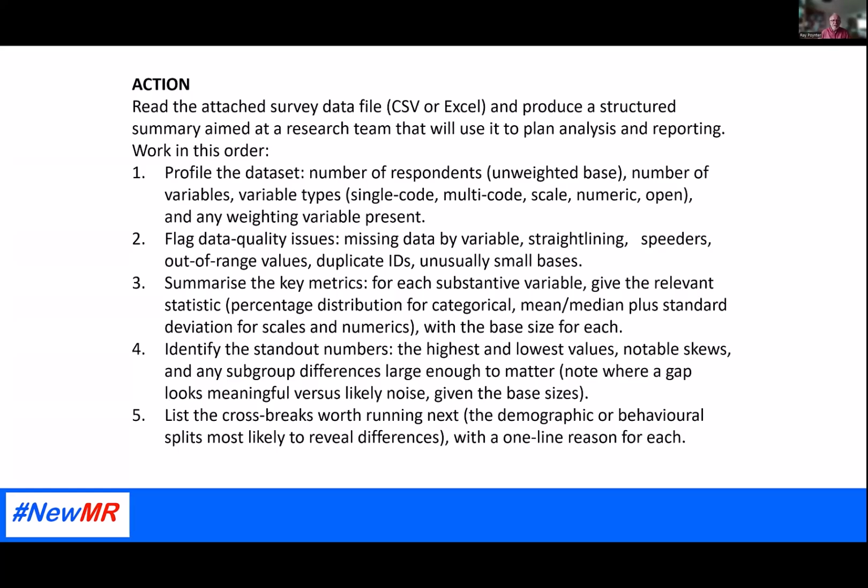If we look at the actions now, it says you're going to read the attached survey file, produce a structured summary, work in this order. So I'm really going to pay attention, because I might change my mind quite a bit on what it is suggesting. Profile the dataset in terms of number of respondents, number of variables, weighting variables. Then it wants to flag data quality issues, missing data, and so on. Then summarize the key metrics for each substantive variable. Then identify standout numbers, highest and lowest values. And then list the cross breaks worth running next.